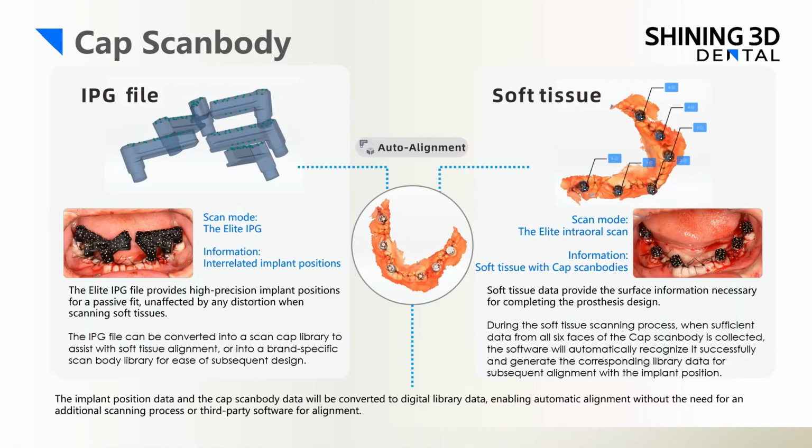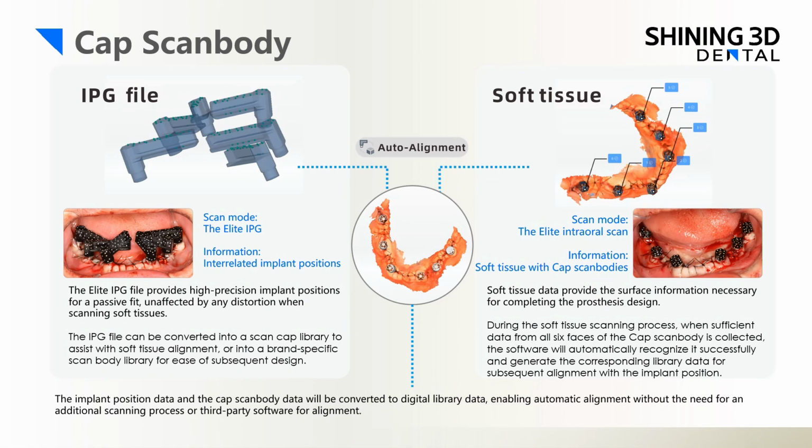The left side of this slide shows the IPG file captured using Aoralscan Elite. The Elite IPG file provides high-precision implant positions for a passive fit, unaffected by any distortion when scanning soft tissues. The IPG file can be converted into a scan cap library to assist with the soft tissue alignment, or it can be converted into a brand-specific scan body library for the subsequent design.